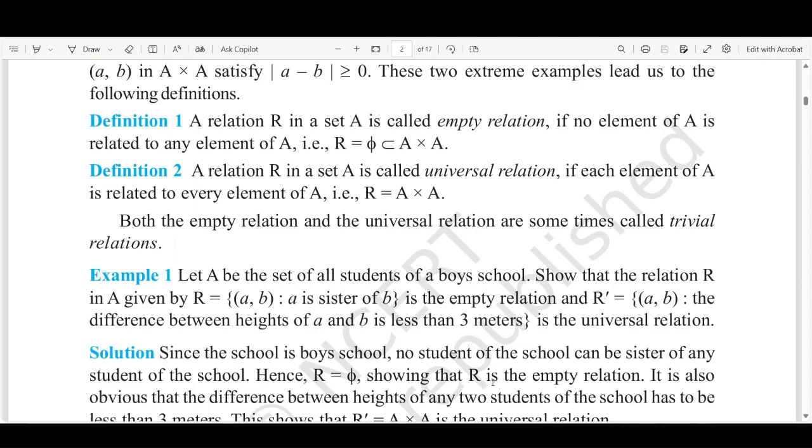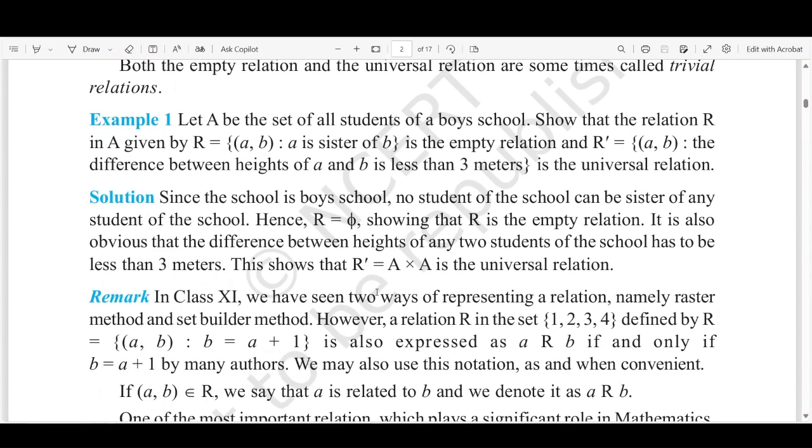Example 1. Let A be the set of all students of a boys' school. Show that the relation R in A given by R equal to the set of all ordered pairs (a, b) such that a is sister of b is the empty relation, and R dash equal to the set of all ordered pairs (a, b) such that the difference between heights of a and b is less than 3 meters is the universal relation. Here they have given the set A to be the collection of all students in a boys' school. So each and every element in this set will be a boy.